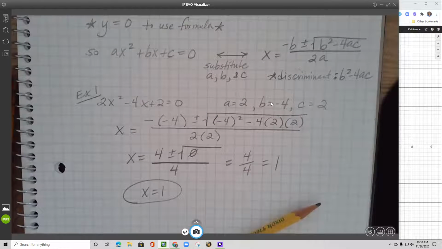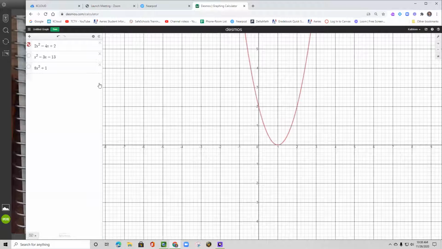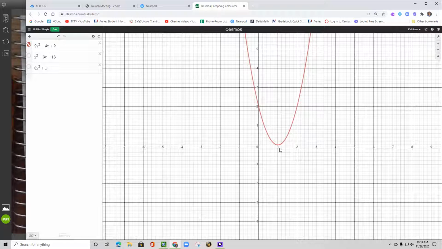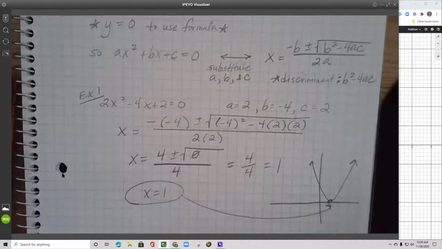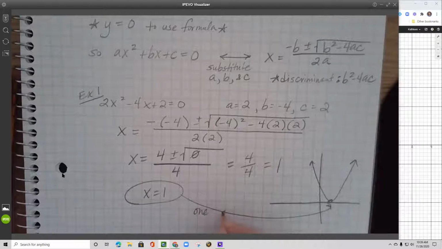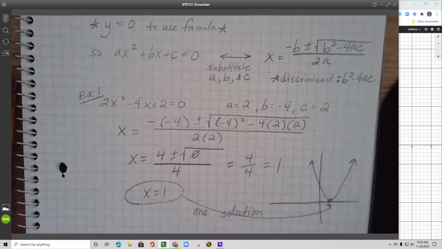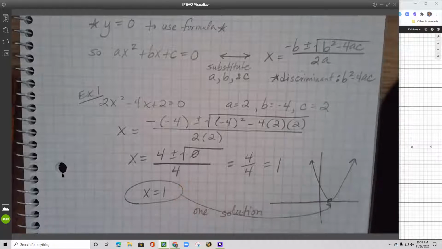When I graph this, I find that my x-intercept is 1. That's why when I solve it, my solution is 1. The x-intercept and the solution have the same meaning. So let's sketch that next to our problem. It doesn't have to be beautiful art. It just needs to be accurate enough to represent our problem. So here I have one solution. And you'll have one solution anytime your discriminant is 0.